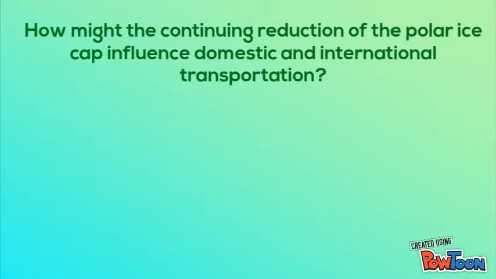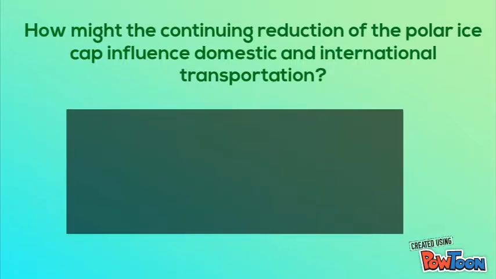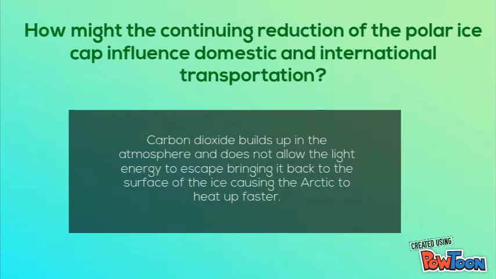How might the continuing reduction of the polar ice caps influence domestic and international transportation? Carbon dioxide builds up in the atmosphere and does not allow the light energy to escape, bringing it back to the surface of the ice, causing the Arctic to heat up faster.